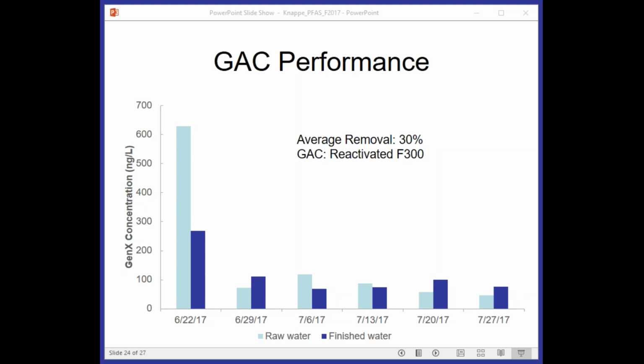But the other thing that we see here is there's a chance that when we have Gen X levels that fluctuate greatly, as illustrated by the raw water concentrations, there actually may be desorption occurring if a period of high concentrations is followed by a period of low concentrations. So that's a challenge if we have a surface water where you have highly variable inflows. Next slide.